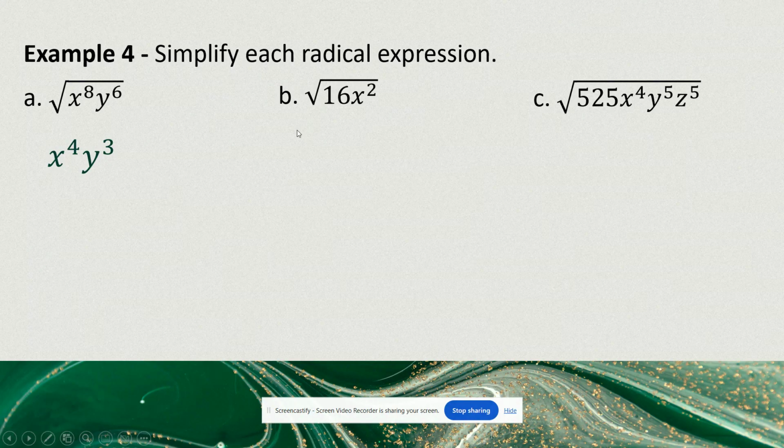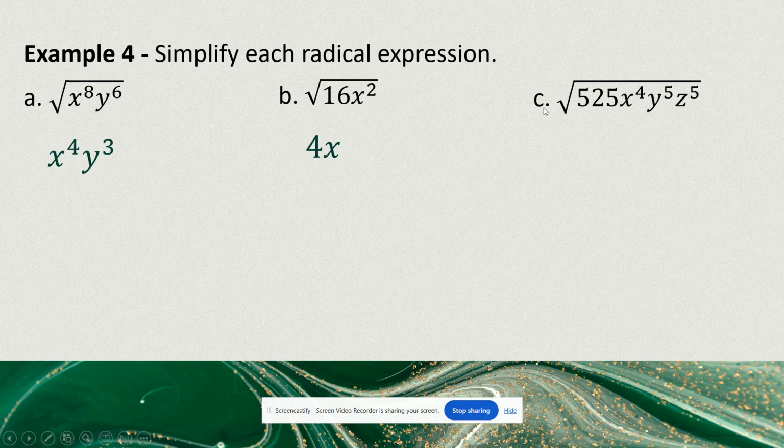Okay, part B, I have the square root of 16x squared. First thing I need to do is take the square root of 16. Hopefully we know at this point, because this one's kind of showed up a lot, the square root of 16 is 4. Okay, x to the 2nd power, even exponent, so I can cut it in half. Half of 2 is 1. So this simplified radical would be 4x.